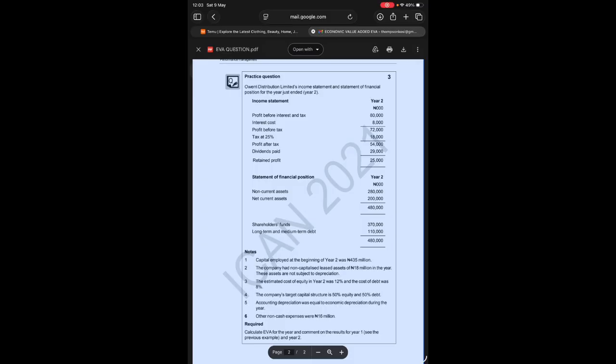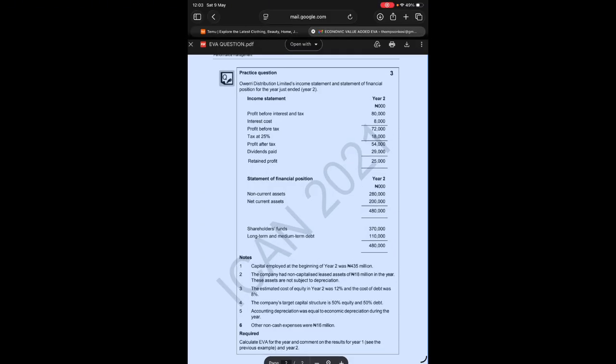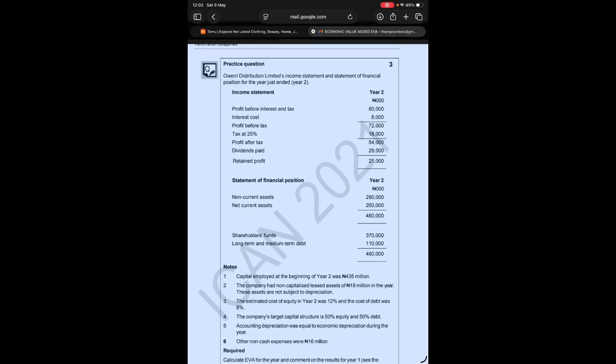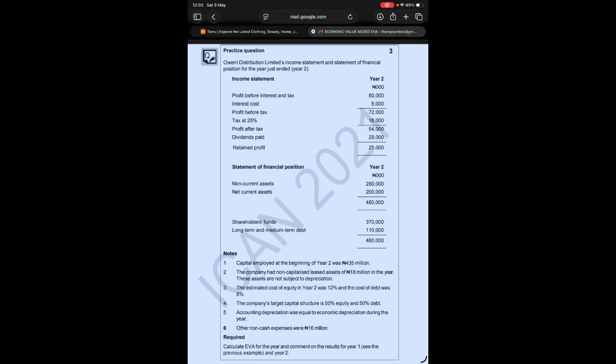So if you look at this question, you are given the Owerri Distribution Limited income statement and the statement of financial position for the year just ended, year 2. So there is a year 1. Now this is year 2. So we'll just look at how we compute. The major thing, like I said, is to compute the net operating profit after tax first.